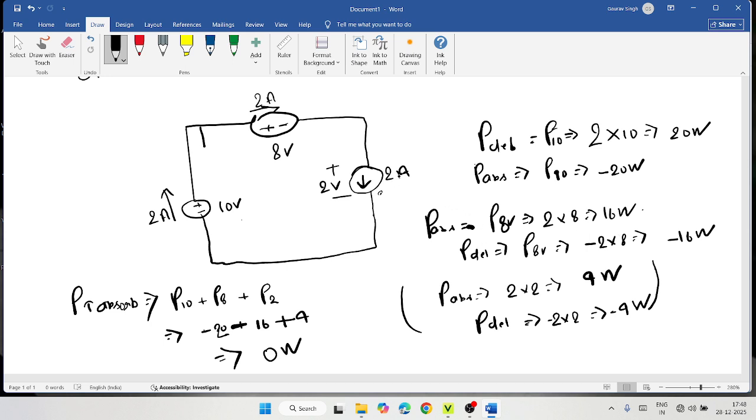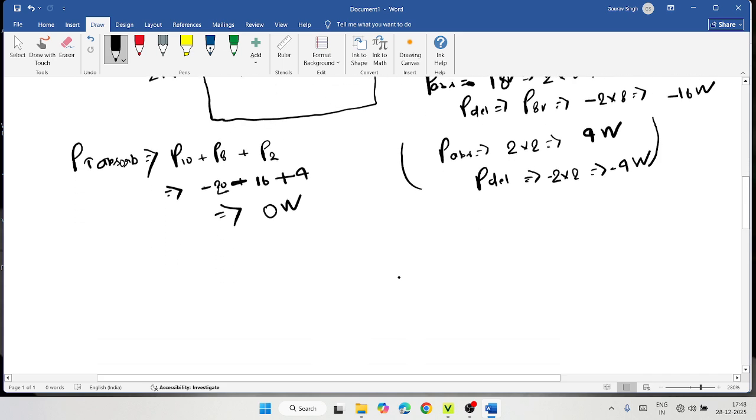And lastly, what is the power delivered and absorbed here? How can I find that? Current enters into the positive side, so this is the absorbed power. That's why we take power absorbed. A 2 ampere source is given, a 2 volt voltage source is given. So power is equal to voltage into current, 2 into 2 is equal to 4 watt is the answer, and the negative of that is delivered power. So that's why we take these examples.